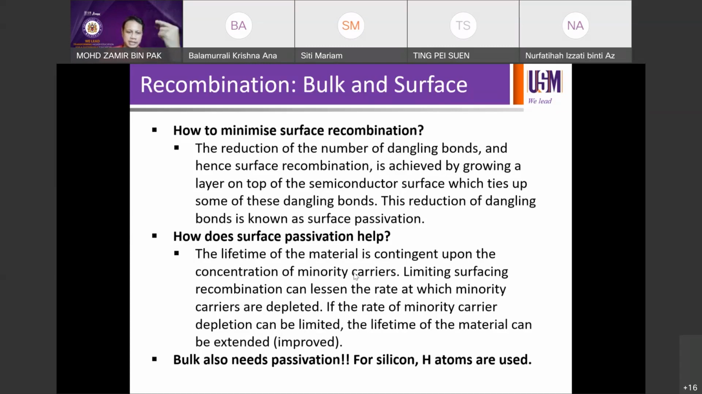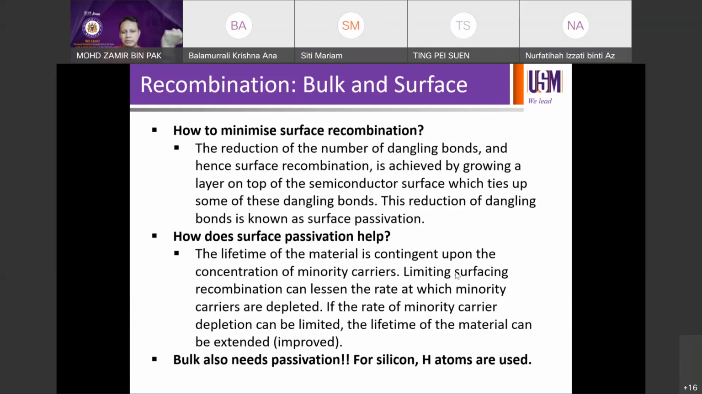So in this case, let's have a look at surface. The reduction of the number of dangling bonds and hence surface recombination is achieved by growing a layer on top of your semiconductor surface which ties up some of these dangling bonds. Ties up means saturating the bonds, or you close the bond. There's no more dangling. So this reduction of dangling bonds is known as surface passivation, right? So how does it help?